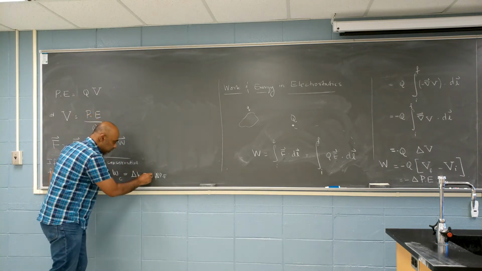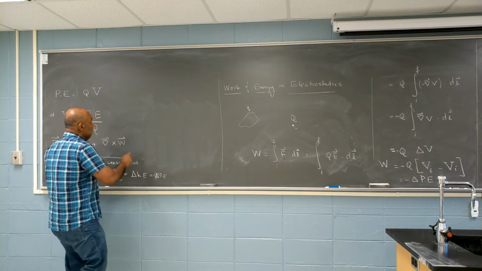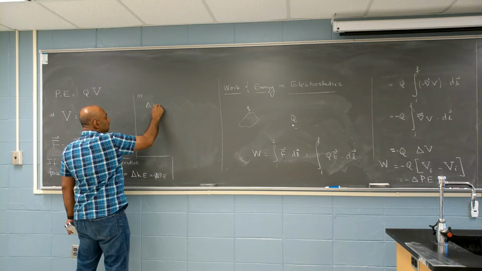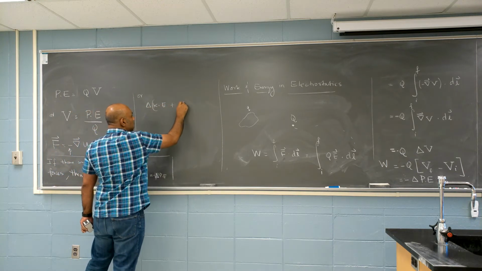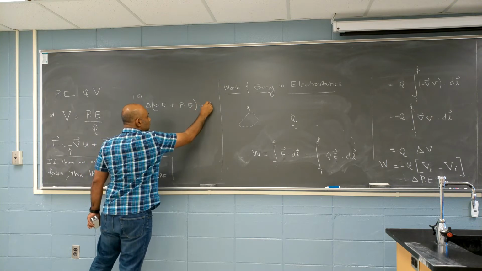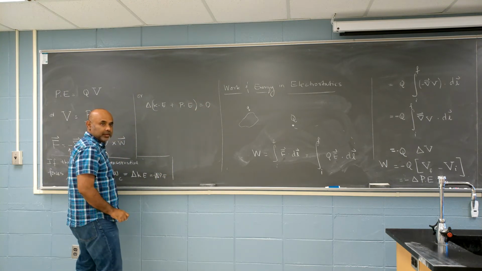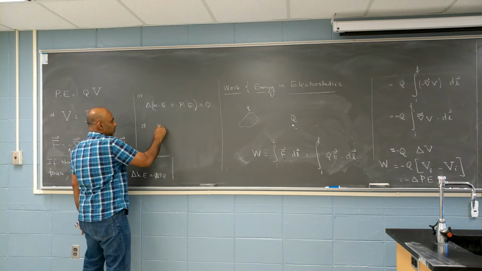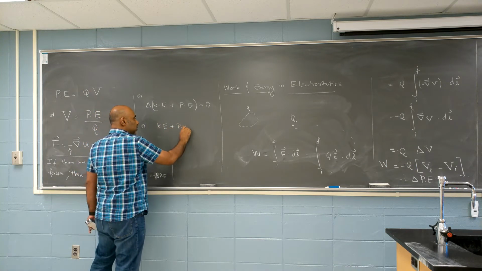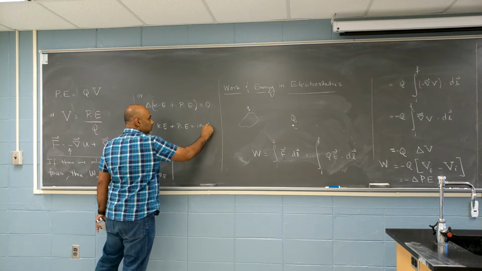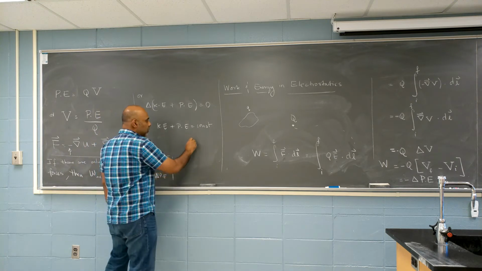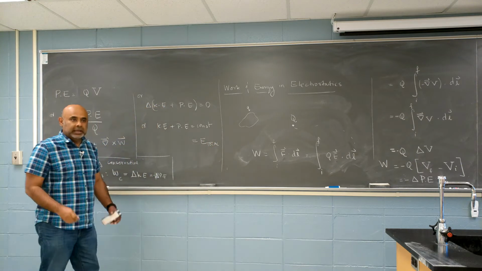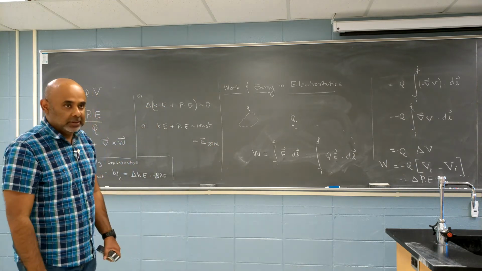Equal to negative delta PE. And then we have that delta KE plus delta PE equal to 0. And therefore we can call this the total energy: kinetic energy plus potential energy.